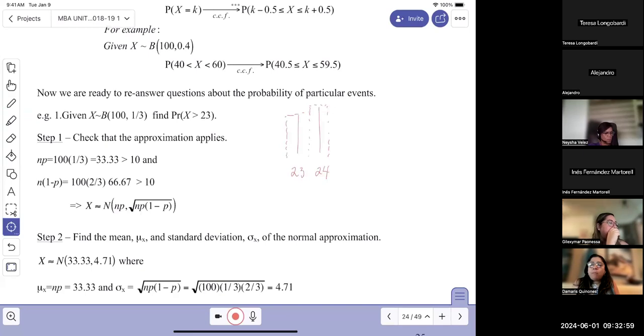And what I want to do is account for this density adjustment. Continuity correction, it's called. So I want to include 24. So it says greater than 23. It means exclude 23 and its bar, but really it's going to be 24 and more. Do you agree?